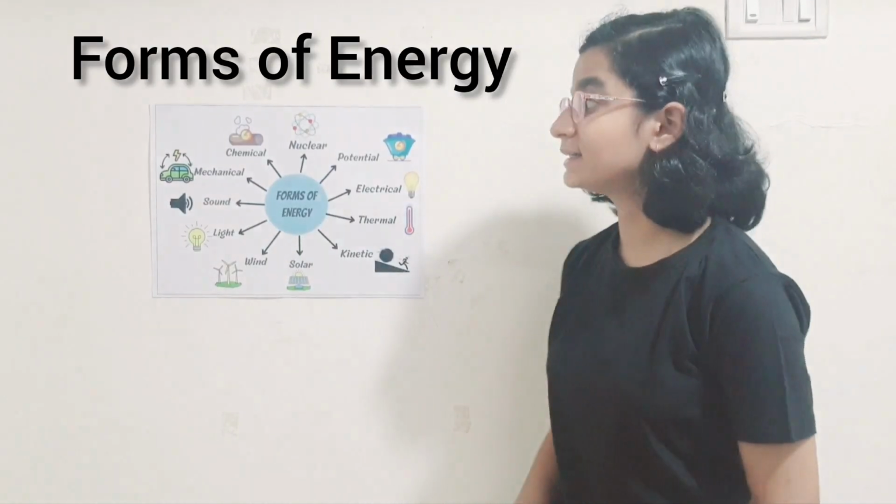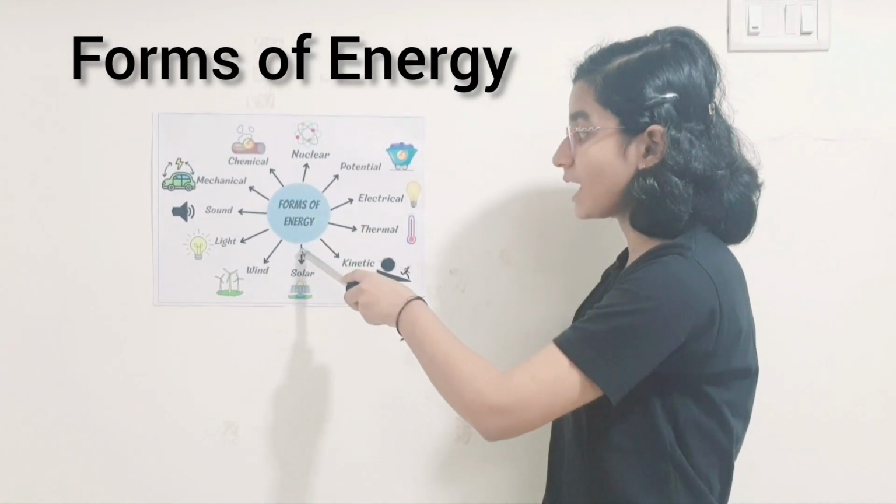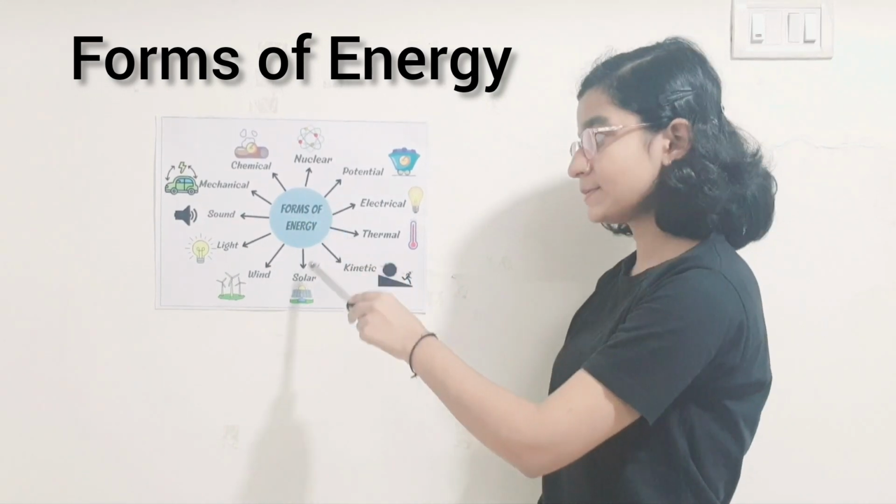There are a few conditions that are necessary for work to be done. A push or pull has to be applied on an object. The object should be set into motion. Without energy, we cannot do work. So here, let us take a look at some examples of different types of energy.